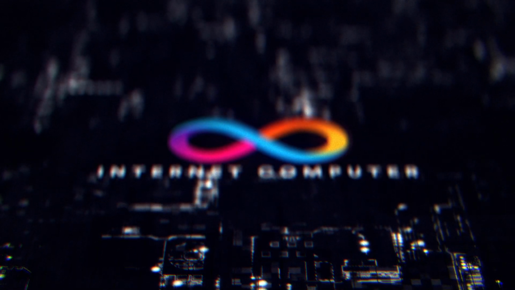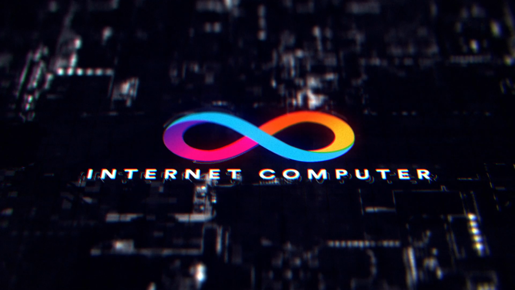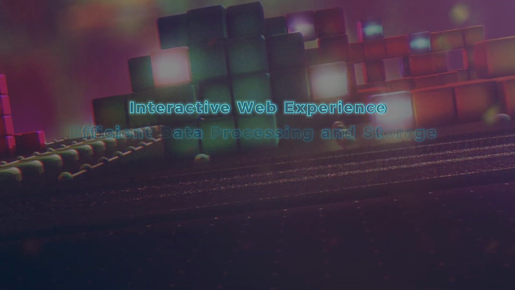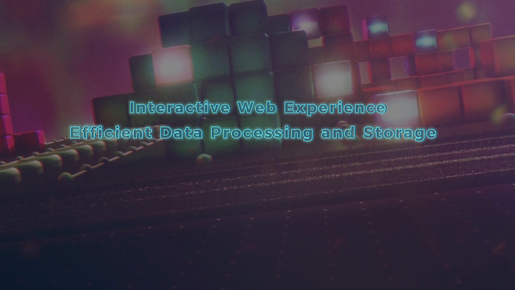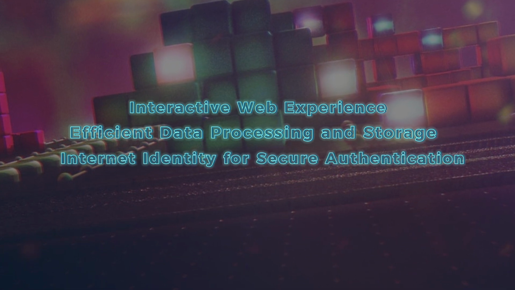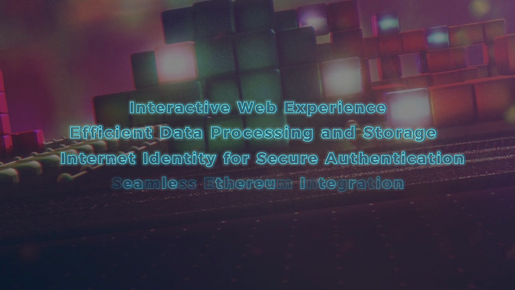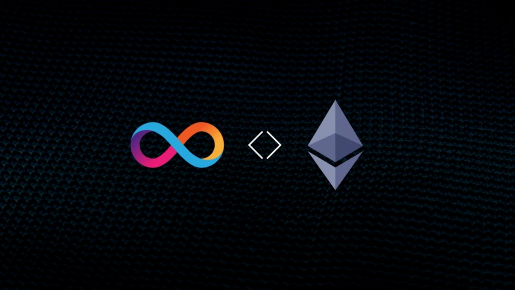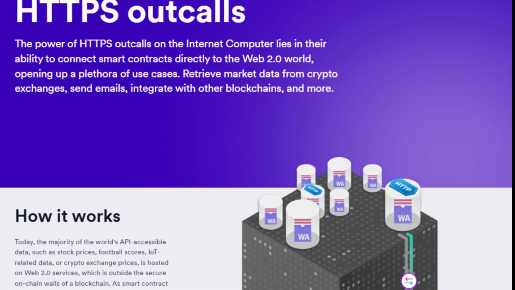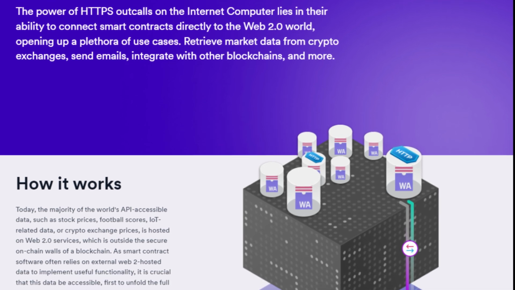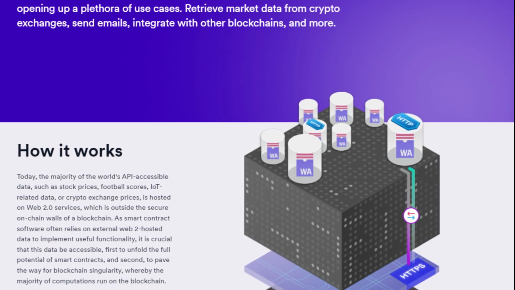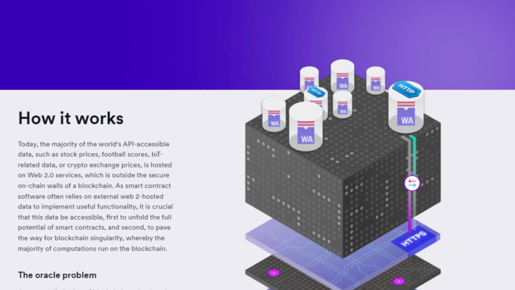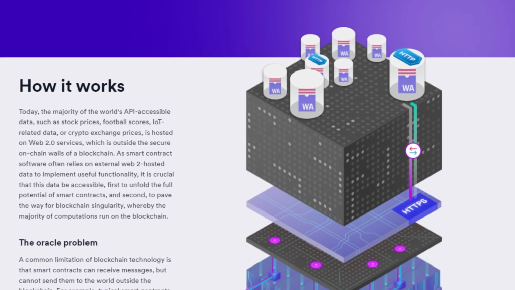Integrating a decentralized exchange on Ethereum, the Internet Computer provides the following: interactive web experience, efficient data processing and storage, Internet Identity for secure authentication, and seamless Ethereum integration. ICP and ETH integrate in two phases. Phase 1: Canister contracts access Ethereum on-chain via HTTPS to cloud APIs, enabling secure querying and transaction signing.